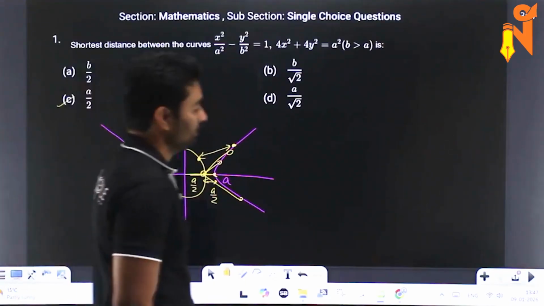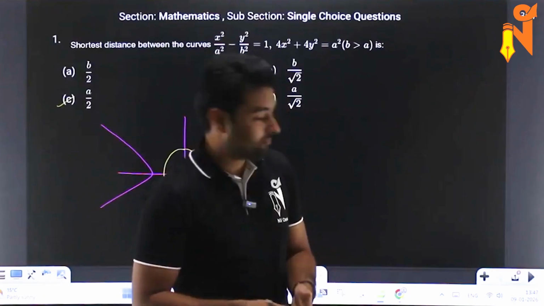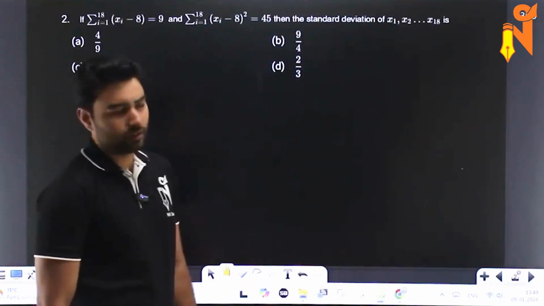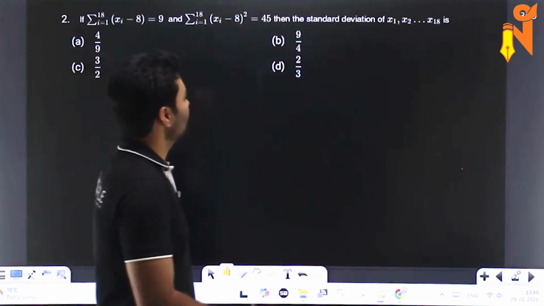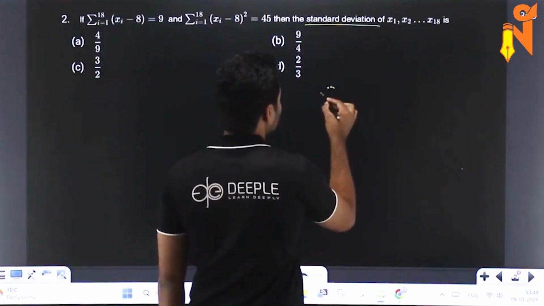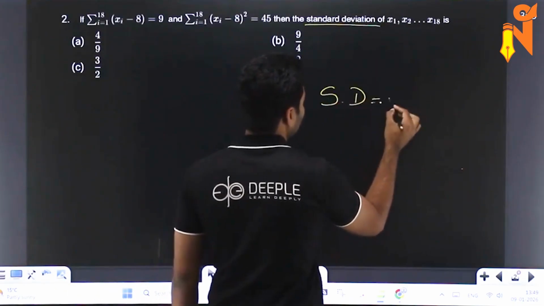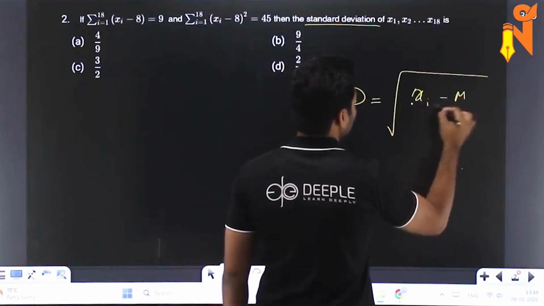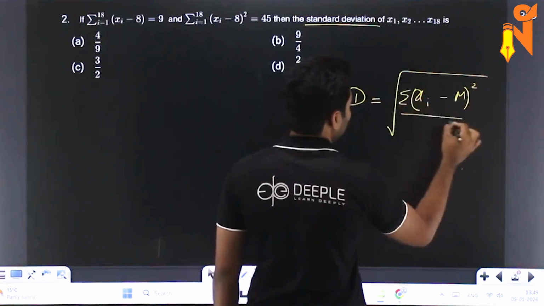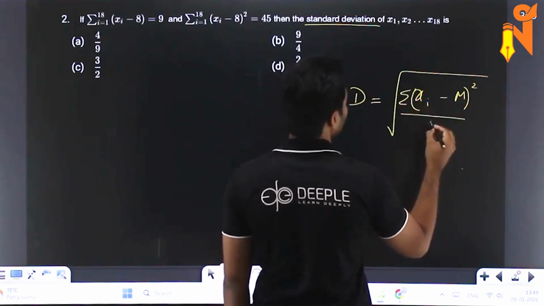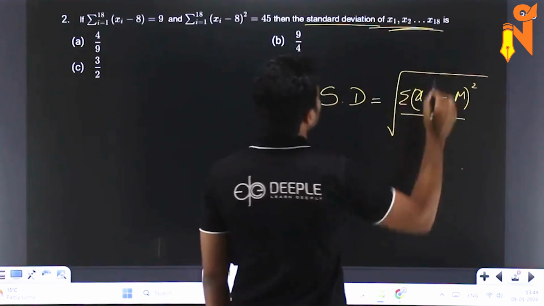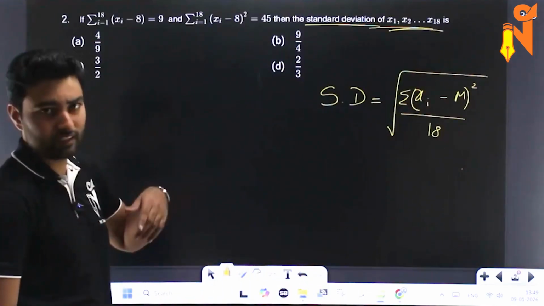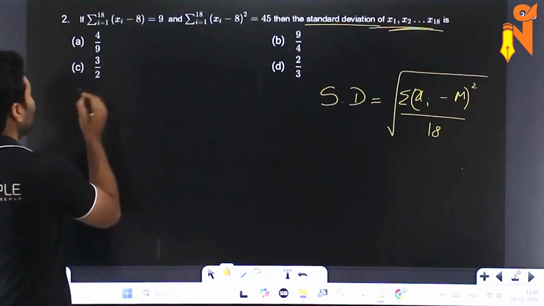Next, this question will take 10 seconds only. Next question, so this is the second question. Again a very simple question. The formula for SD, standard deviation, is very simple. You should know it obviously. Xi minus mean whole square, summation, upon total number, which is 18. First of all, what I need is the mean. So let's find the mean from here.